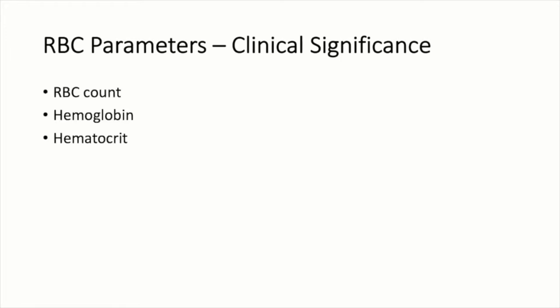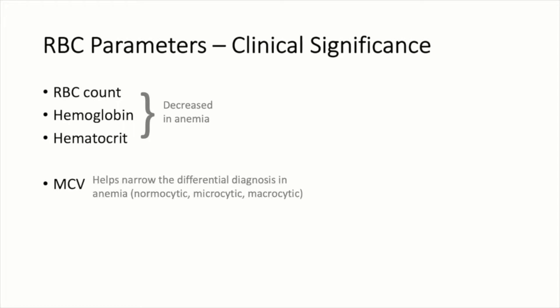So red blood cell count, hemoglobin, and hematocrit are all going to be decreased in anemia. MCV, which again is the mean corpuscular or mean cell volume, is going to help narrow the differential diagnosis in patients who are anemic. So for example, depending on whether the MCV is normal, low, or high, that's going to subdivide anemias into normocytic, microcytic, or macrocytic. And each of those is going to have a slightly different differential diagnosis.